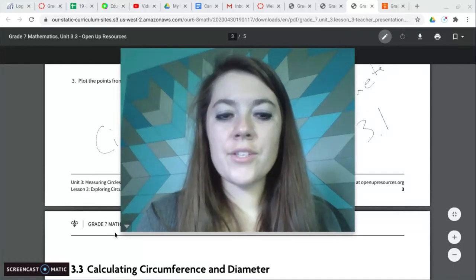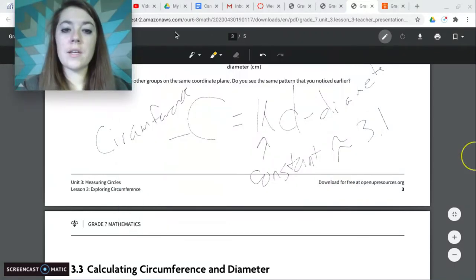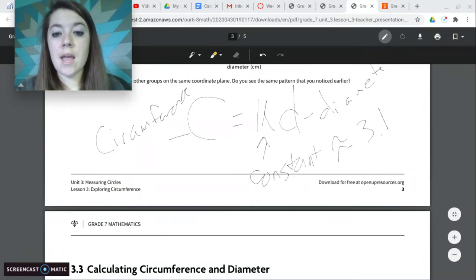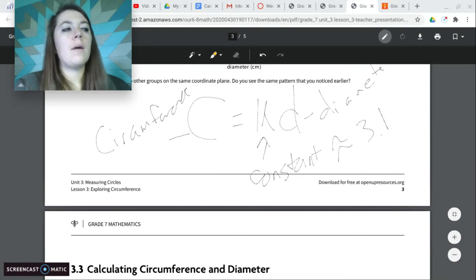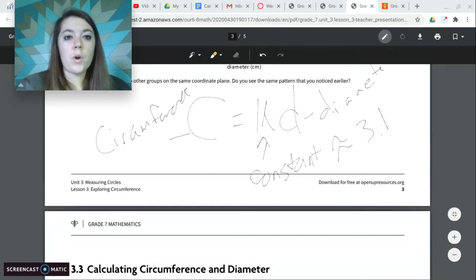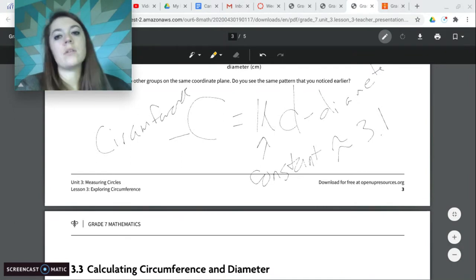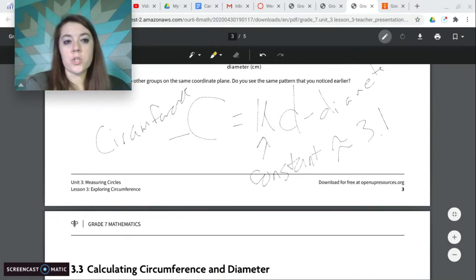Sorry about that. All right, so where we left off was looking at this equation, C equals K times D, where C represents our circumference, D is the diameter, and K is some constant. Now, based on the work we did on the applet, our numbers obviously were estimated because of the ruler. We didn't get exact answers because the ruler wasn't the easiest to work with, but looking at those values, our constant is close to 3.1.